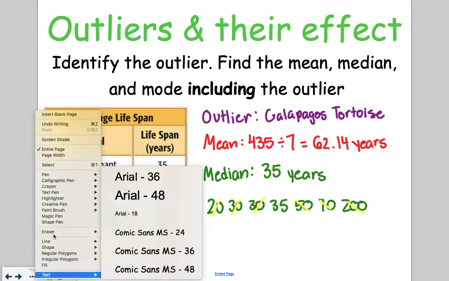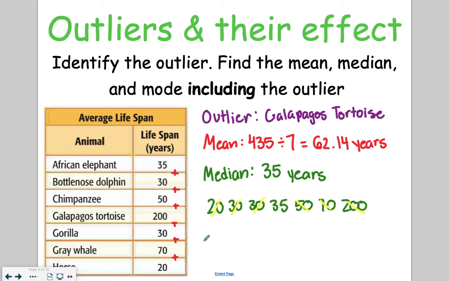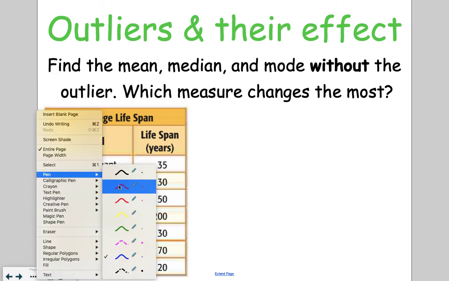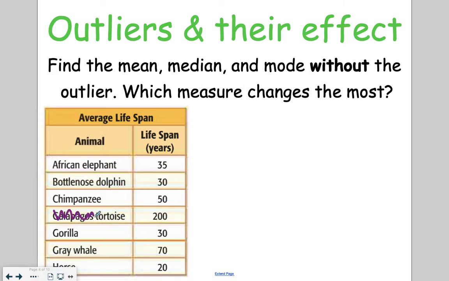And then we are looking for the mode, and the mode again is our most frequent, and the number that repeats the most is 30 years. So that's when we look at our data with the outlier. Now the next thing we want to do is do those same calculations without the outlier. So we're going to pretend like this value doesn't exist and see what happens.